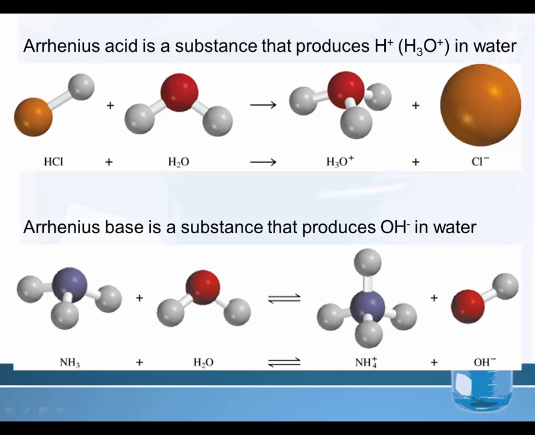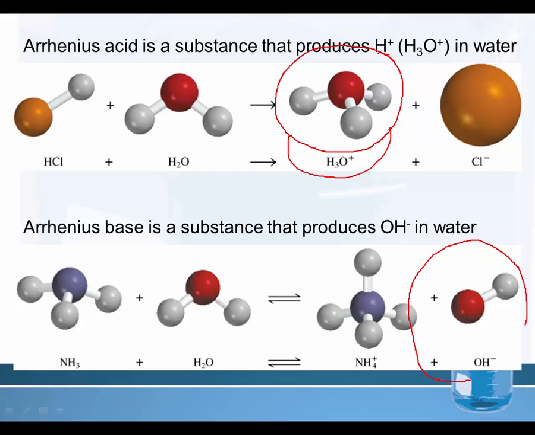Okay. So Arrhenius says that we have to produce hydronium or hydrogen in order for it to be an acid. So Arrhenius is focusing right here. He's focusing on the result of what happens when an acid is placed in water. He also goes on to state that a base is going to be this part here. And he focuses on the fact that a base produces hydroxide ions.